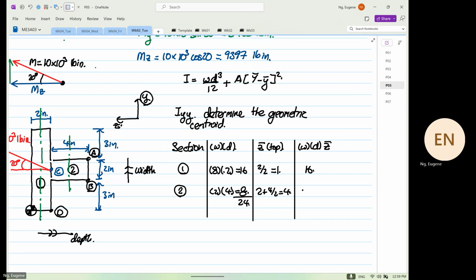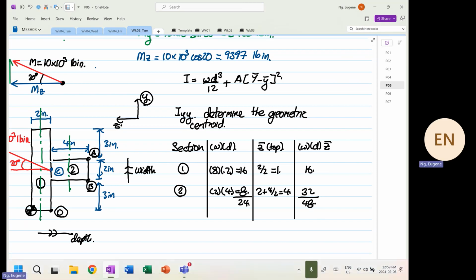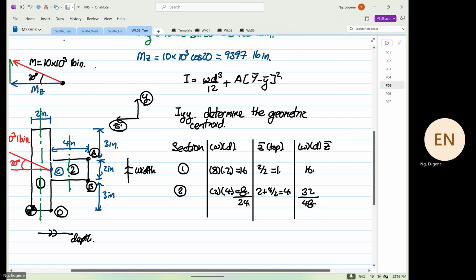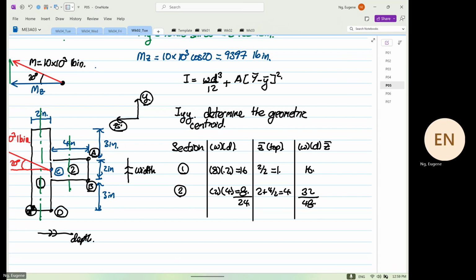4 times 8, 32. So 16 plus 32 is equal to what? 48. Yes. Everything is relative to the z-axis. Yes. So now we find our big Z. This is just a general formula. This is it. So the big Z bar, not the small z bar, is equal to 48 over 24. So this is equal to what? 2 inches. Okay.